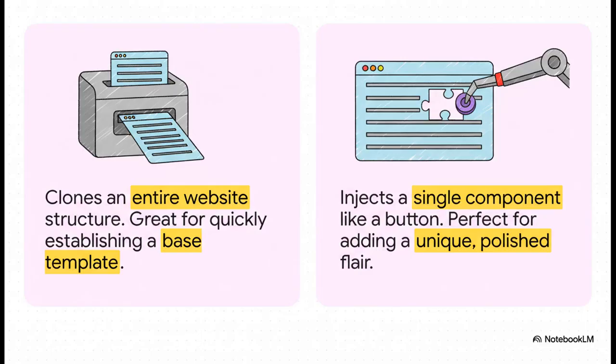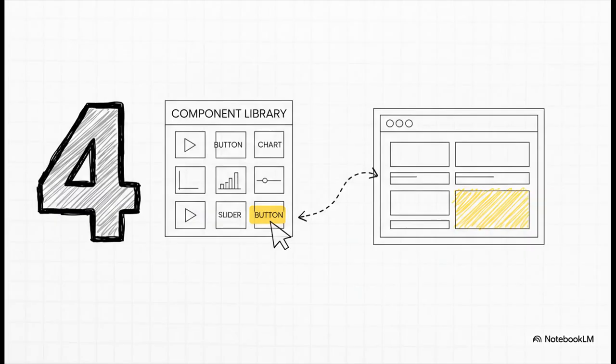So you've really got 2 ways to go about this. Hack 3, which we just covered, is all about cloning a full layout, which is fantastic for getting a base template up and running fast. Or you can use hack 4 to be a bit more surgical and inject specific, high-quality features to give it a more custom feel. And that brings us to hack 4, using individual components.